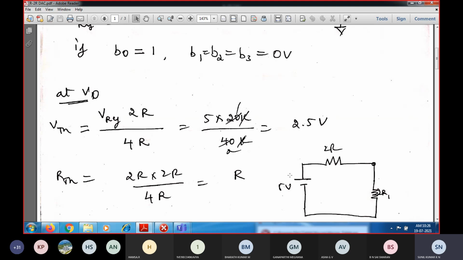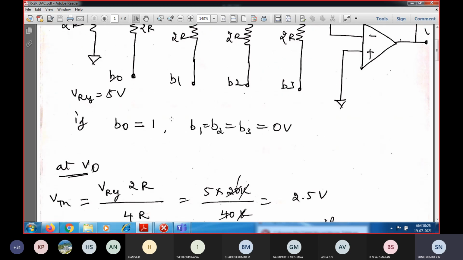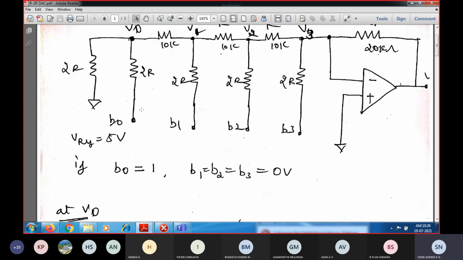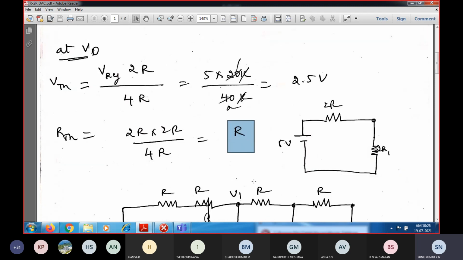Similarly, in order to find out the Thevenin equivalent resistance, we need to disconnect this and it should be connected to ground. So that we will be getting 2R parallel with the 2R. 2R parallel with 2R means what is this equivalent resistance? The equivalent resistance will be equal to R. So you will be having equivalent resistance as R, and then correspondingly the equivalent resistance you will be getting as R.